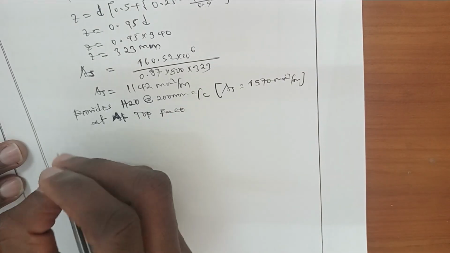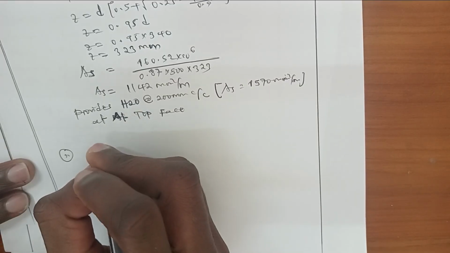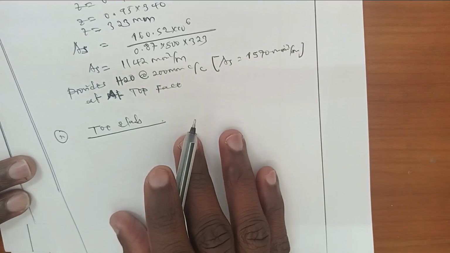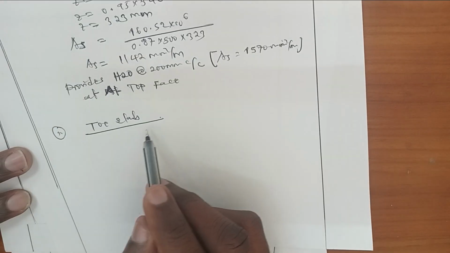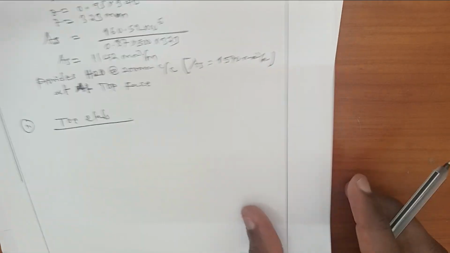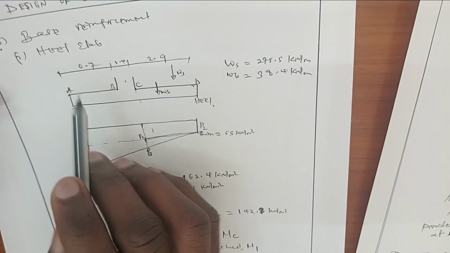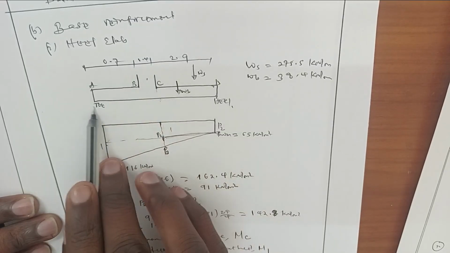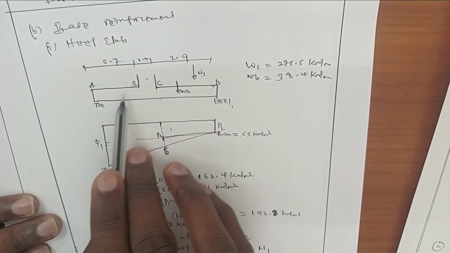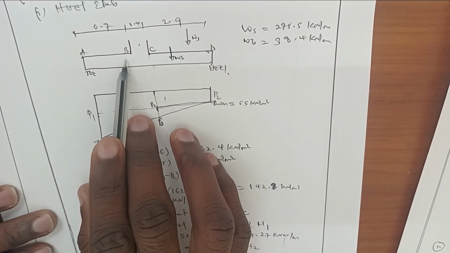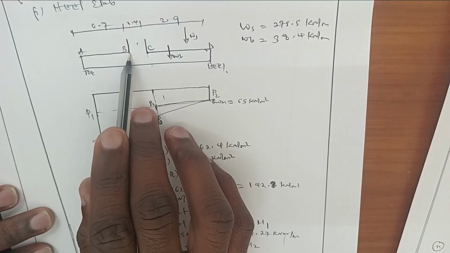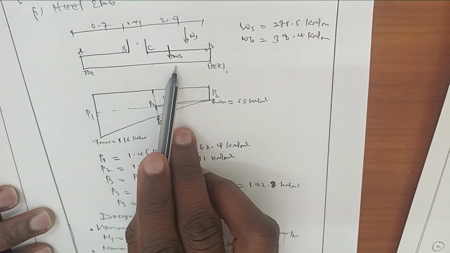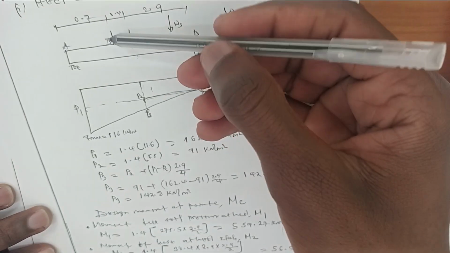The next is the design of reinforcement for the toe slab. This toe slab acts as a cantilever, which is fixed at the stem, with uniform upward soil pressure. Unlike the heel slab with downward soil pressure, for the toe slab the soil pressure is upward.